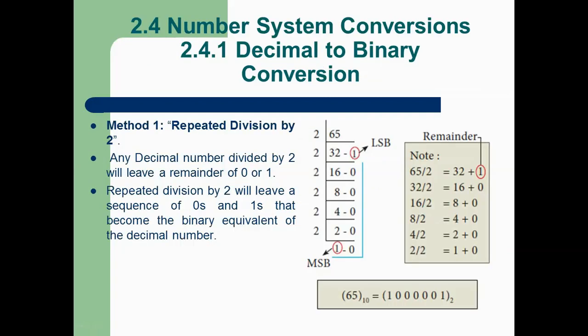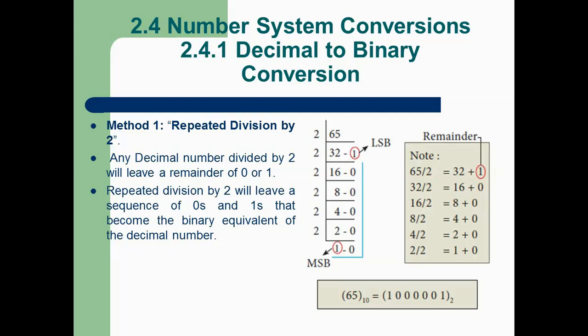So the next topic is number system conversion. Here we are going to discuss how to convert any decimal number into binary. This is the simple method. There are two methods for converting decimal to binary. The first method is repeated division by 2.